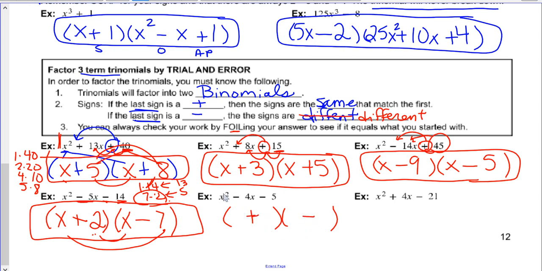Then I'm going to split up my x squared as an x, and now I get to ask myself, what do I multiply to get 5 that I subtract to get 4? The only factors of 5 are 1 and 5, but I need a negative 4. So do I need a minus 5 plus 1 or a plus 5 minus 1 to get the negative 4? And I'm hoping you choose the first one. It needs to be a minus 5 plus 1 in order for the outside and inside to equal that negative 4x.